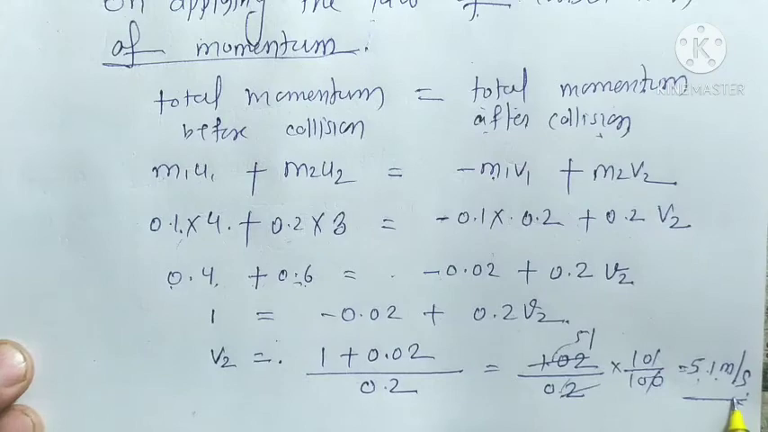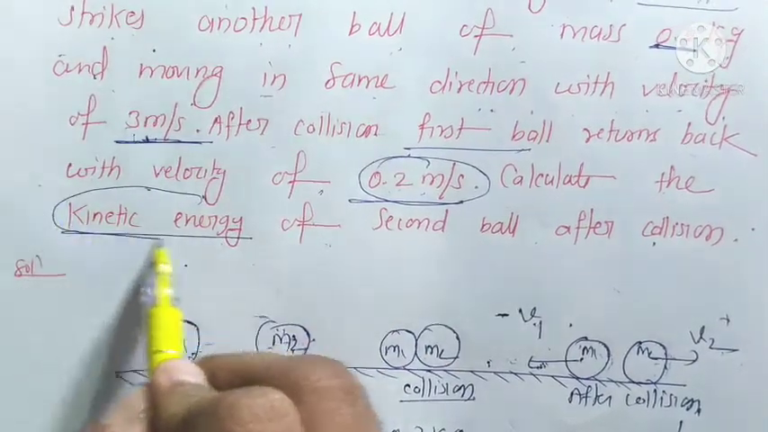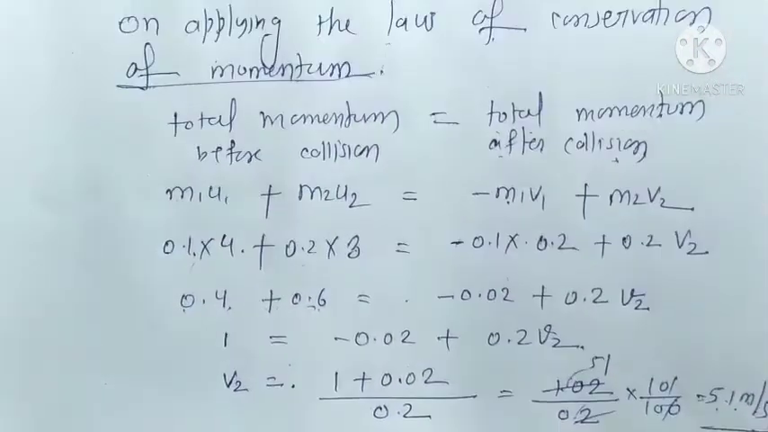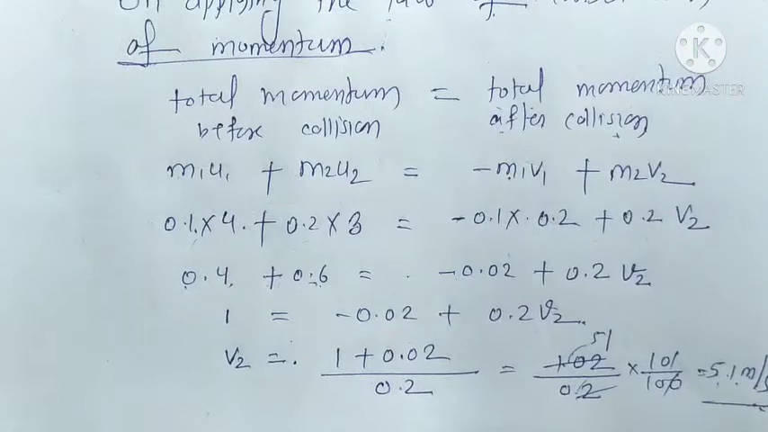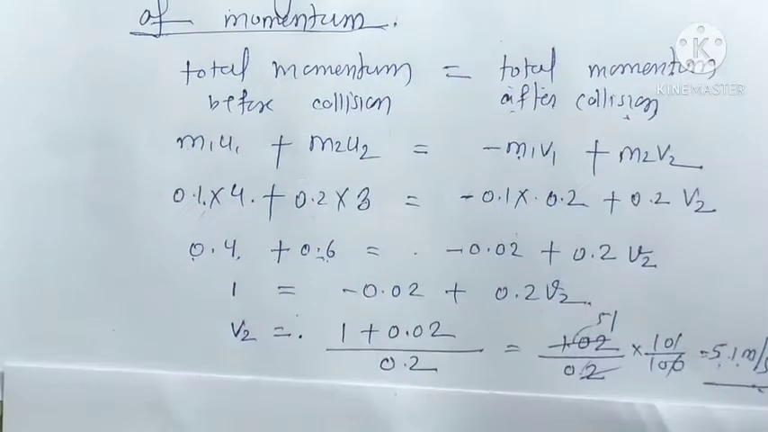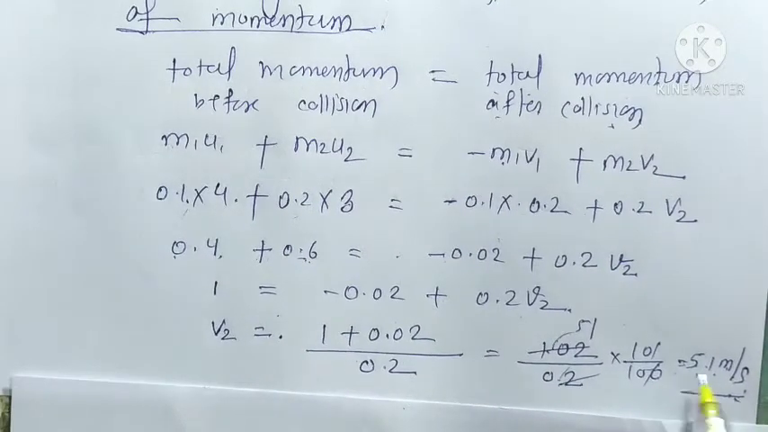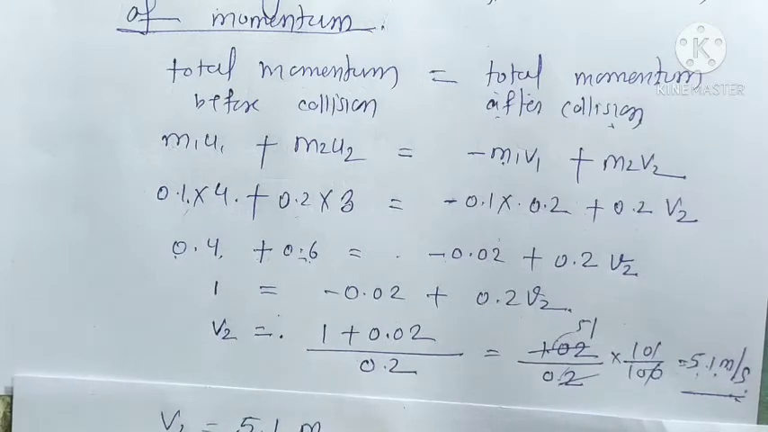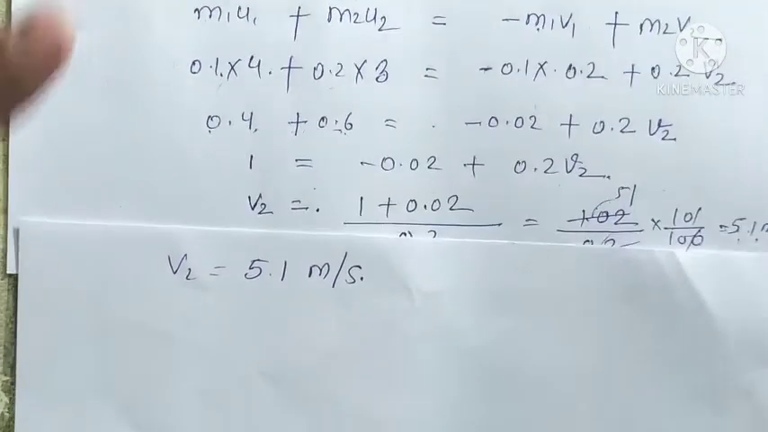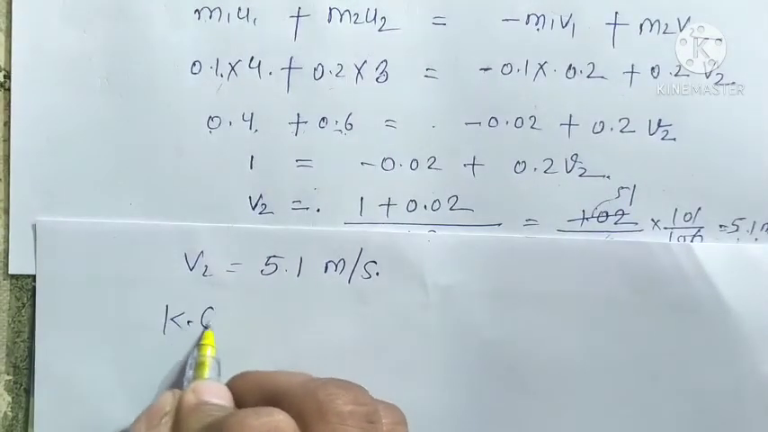This is a value, but we have to find the kinetic energy. Here we also have to find kinetic energy. So we already know the formula of kinetic energy. We already got the value 5.1, v2 is equal to 5.1 meter per second. So we have to find the kinetic energy.